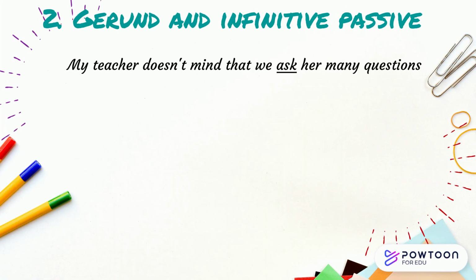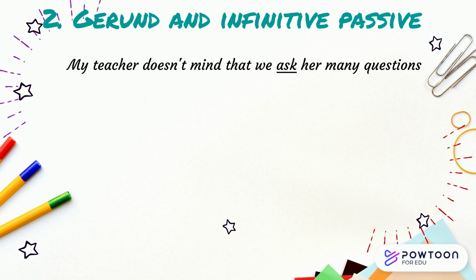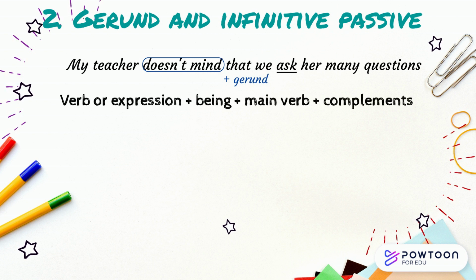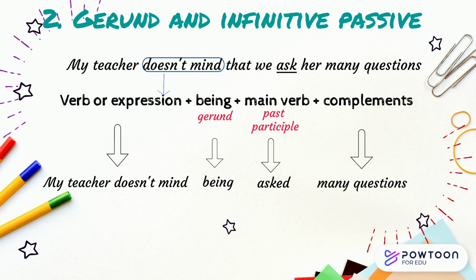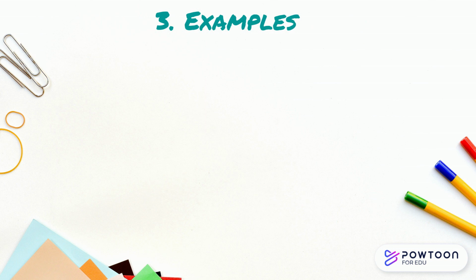Let's take a look at the gerund form. So, my teacher doesn't mind that we ask her many questions. We know that don't mind or doesn't mind always go with the gerund, and we have ask as the main verb. With the formula you have just copied, how would this be? My teacher doesn't mind being asked many questions.